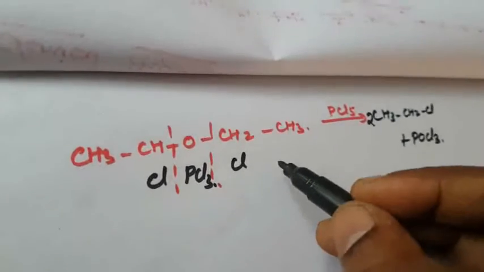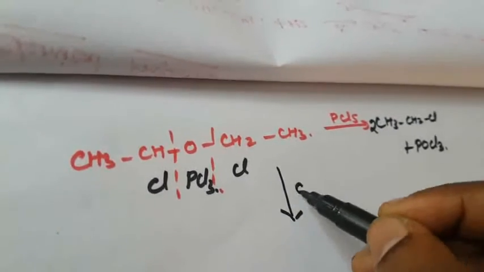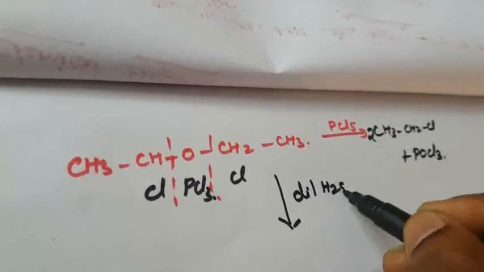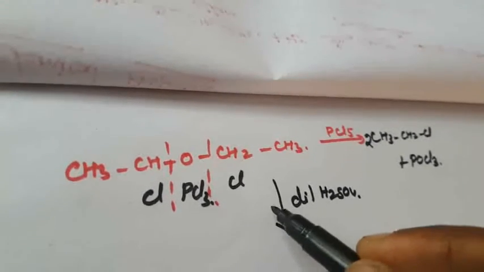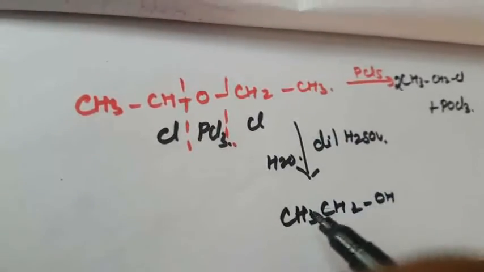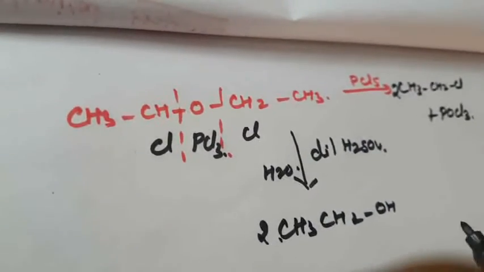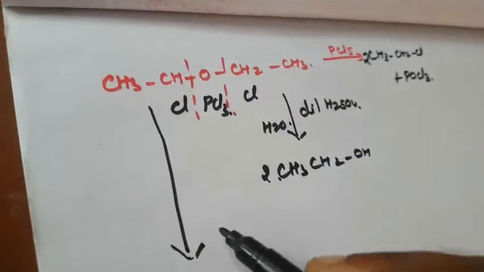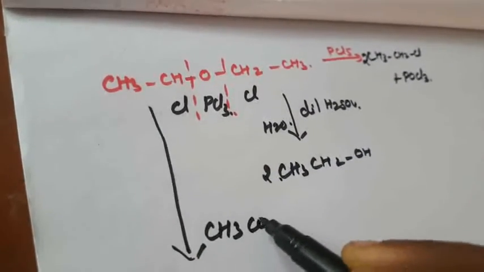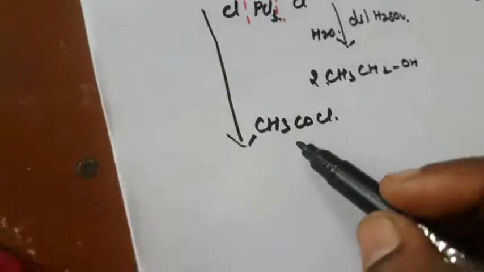Again, this compound will react with dilute sulfuric acid. What will happen? It will directly react with dilute sulfuric acid and water molecule to form ethyl alcohol, CH3CH2OH. That is 2 molecules of ethyl alcohol. Then again it will react with acetyl chloride, CH3COCl. What will happen?